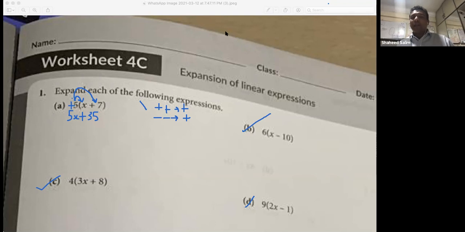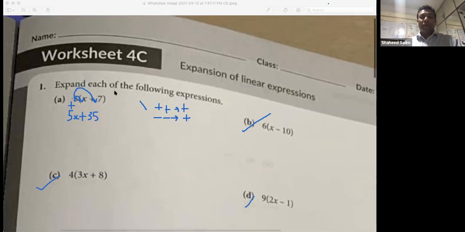What about the rest? Please send your answers, please. Okay, Hayan, for B, your answer is correct. C, your answer is correct also. D, your answer is correct also. You have done E also. Okay, we have not gone to E yet, huh?